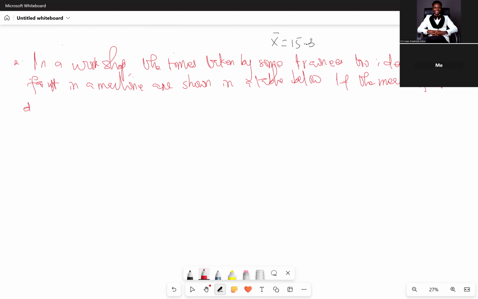In a workshop, the time taken by trainees to identify faults in a machine is shown in the distribution. The mean of the distribution is 6.